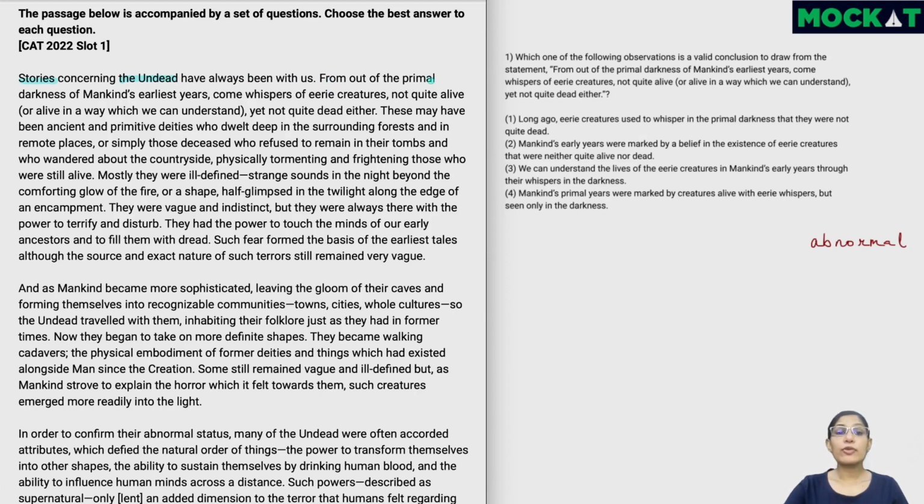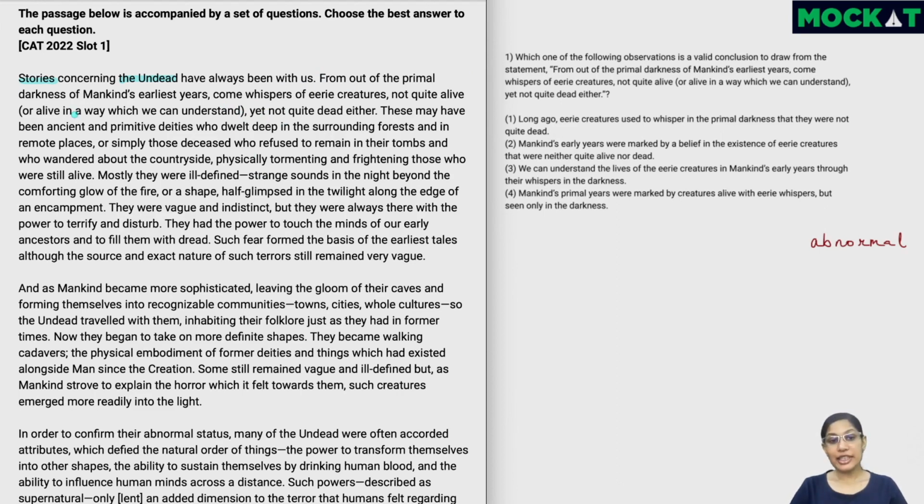The author says, out of the primal darkness of mankind's earliest years come whispers of eerie creatures, not quite alive, yet not quite dead either. Alive is also explained a little bit more, saying alive in a way which we can understand. So now this we can see is the sentence right here. So let's read this paragraph and make sure that we understand it. And then we look to immediately solve this.